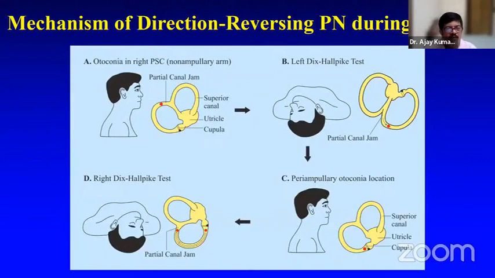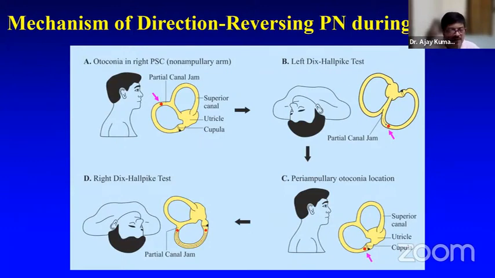The otoconia were probably in the non-ampullary arm with a partial canal jam. The partial canal jam means that a portion of the canal is either atretic, narrow, or there is a large otoconial clot. So when we did the left Dix-Hallpike test, in section B you see there was an ampulopetal movement of the otoconia causing a stimulatory downbeat nystagmus with left torsion. As the patient was taken to the upright sitting position after the Dix-Hallpike test on the left side, you can see here, the otoconia reached the periampullary portion.